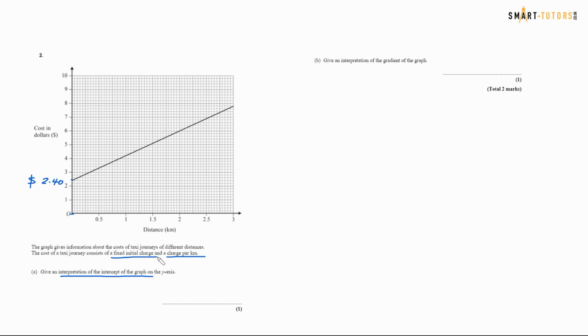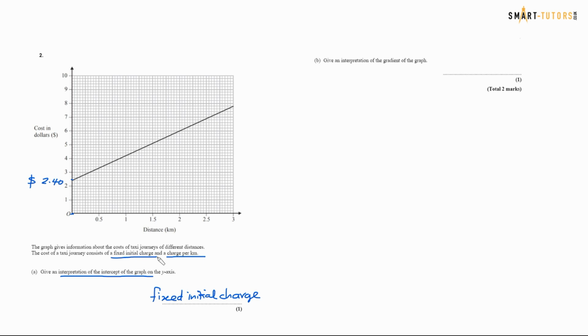So the answer for that one is fixed initial charge. Fixed initial charge is the explanation or interpretation of the intercept.